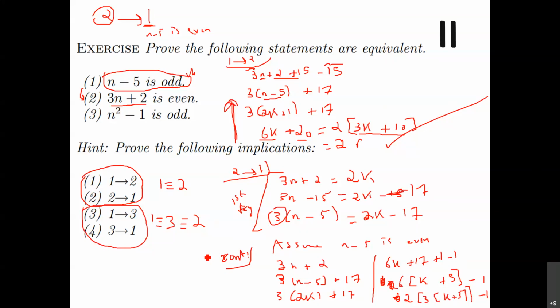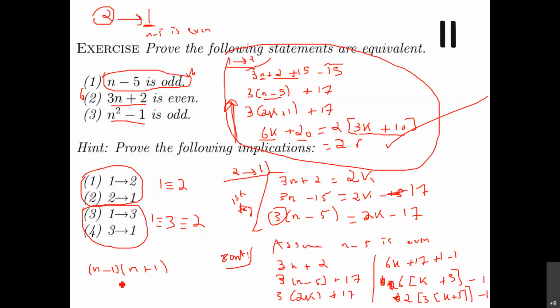Let me see if I can give you a hint on one of them. For 1 implies 3, try to do the idea we did here. Like try to find n minus 5 in n squared minus 1. So n squared minus 1 is just n minus 1 times n plus 1. So try to find n minus 5 here and here. I literally just gave you the solution, but that's okay. I won't say anything about part 4. I'll let you handle it.